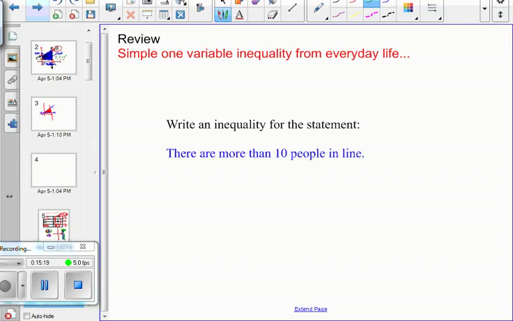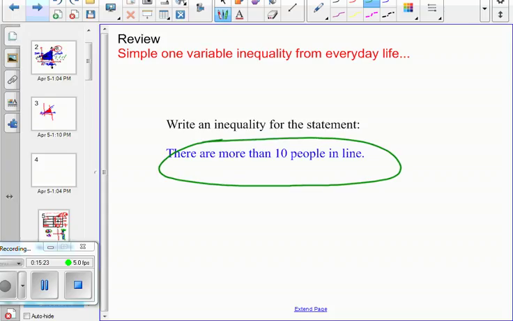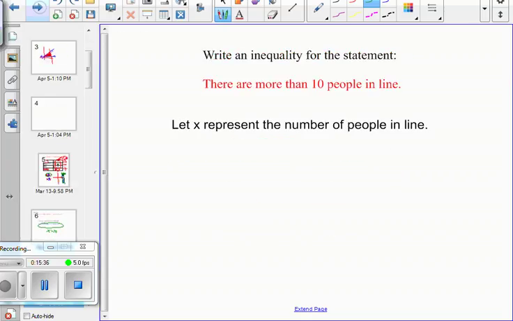So let's get to this next thing. Here's a situation from everyday life. There are more than 10 people in line. Just use X and write me an equation. Hopefully you said X is greater than 10. Raise your hand if you had that right. Good. That was a really easy one.